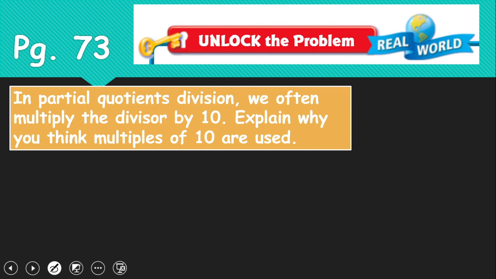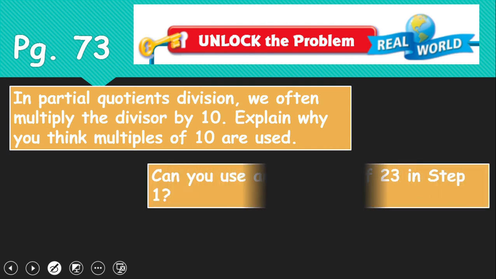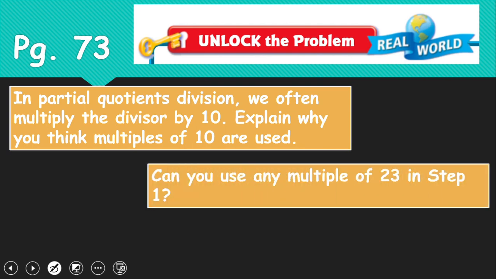So you should know that when you multiply by 10, like we saw at the very beginning, it's really simple. You're shifting the numbers to the left in the place value, or you're just adding a 0. So that's why it's super easy when we use partial quotients, when we use multiples of 10. Can you use any multiples of 23 in step 1? If you look at your book, you can look at what step 1 has. But yeah, you can use any multiples of 23 as long as it's less than the dividend. And our dividend in our problem is 775. So as long as it's less than your dividend, you are good to go.